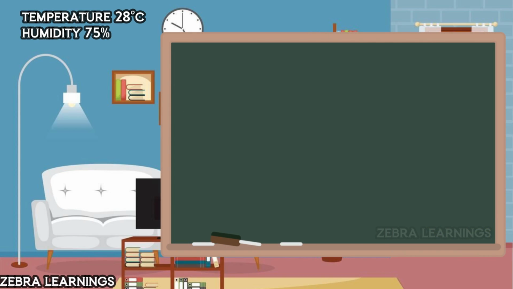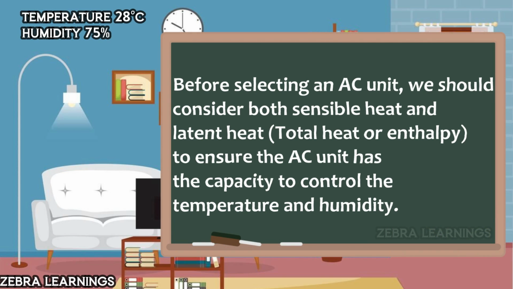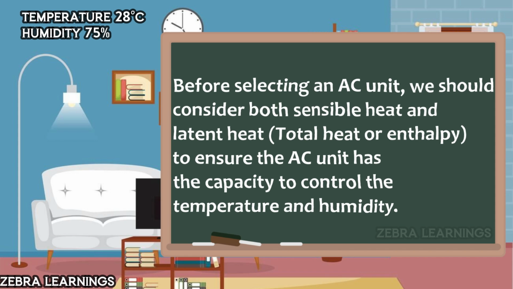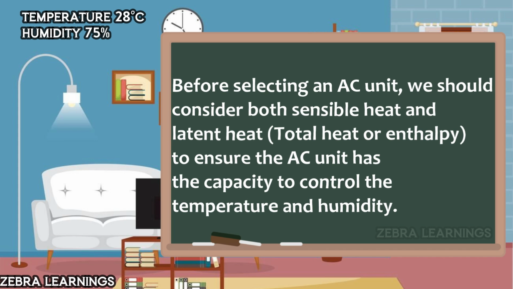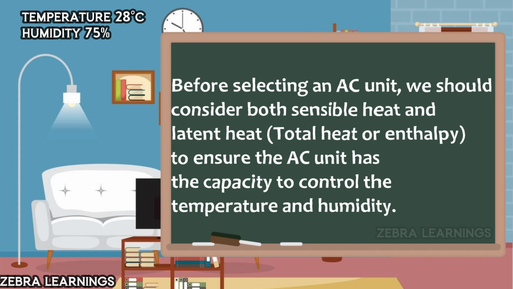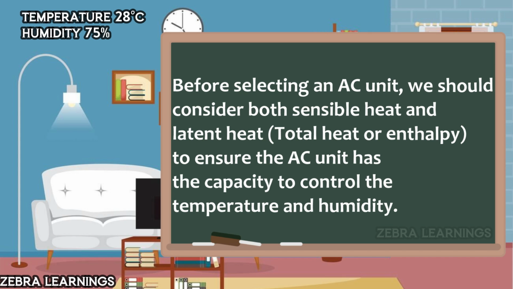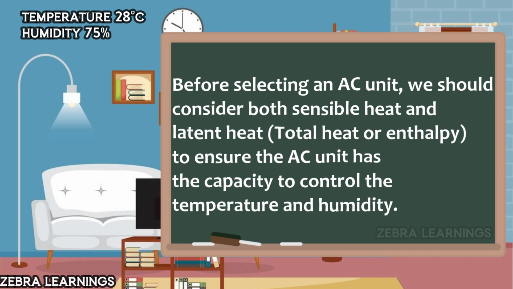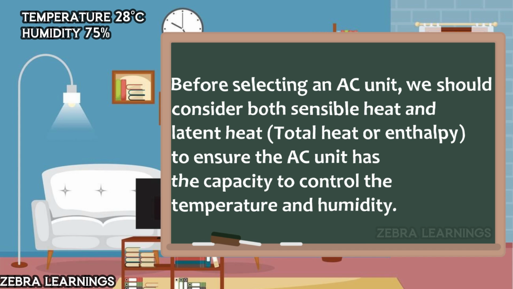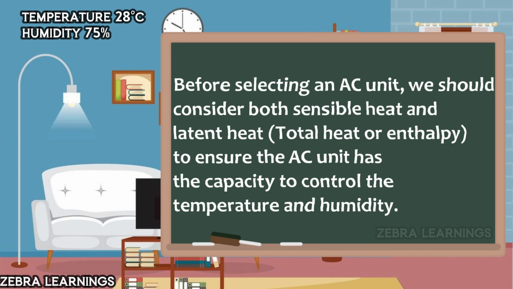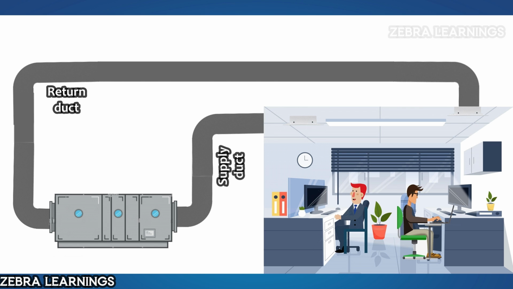Therefore, when selecting an AC unit, it's essential to consider both the heat generated by the room and the humidity level to ensure the unit has the capacity to effectively manage the total heat load. This approach ensures that the AC unit can maintain both a comfortable temperature and an appropriate humidity level, creating a comfortable indoor environment.